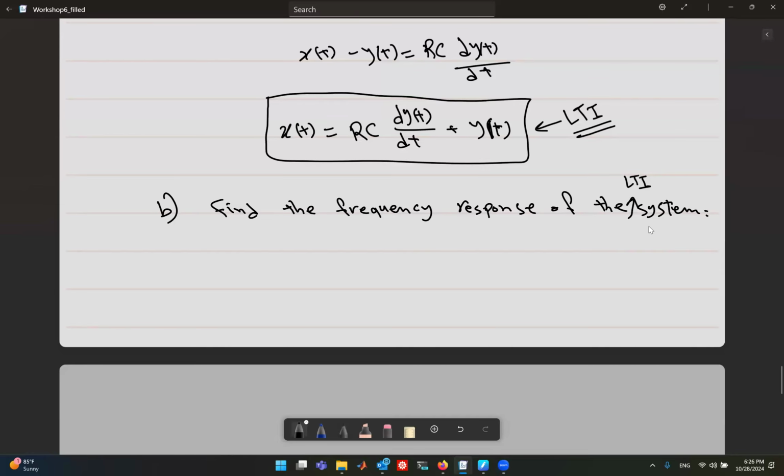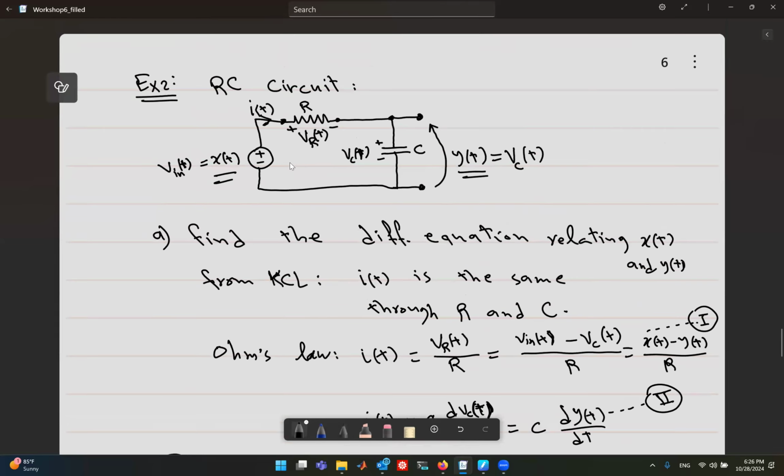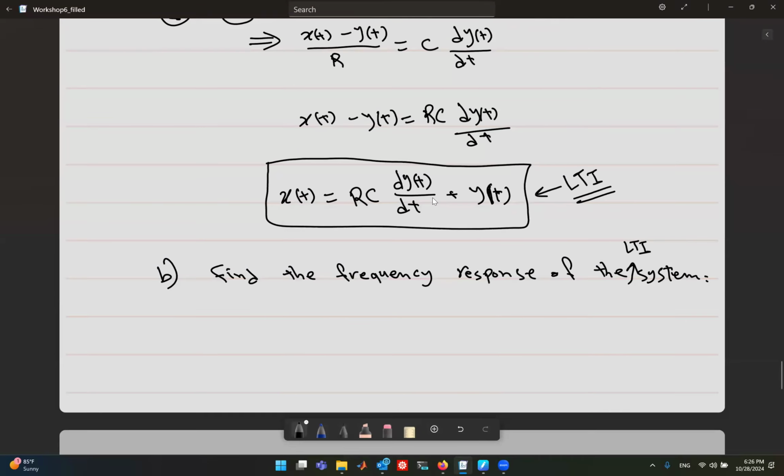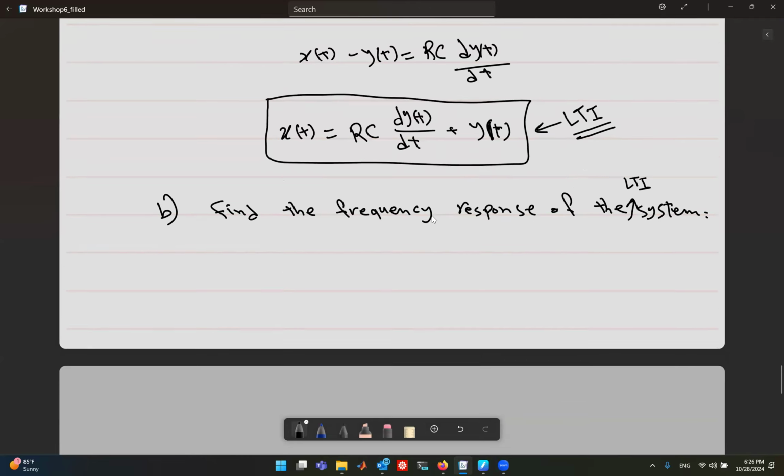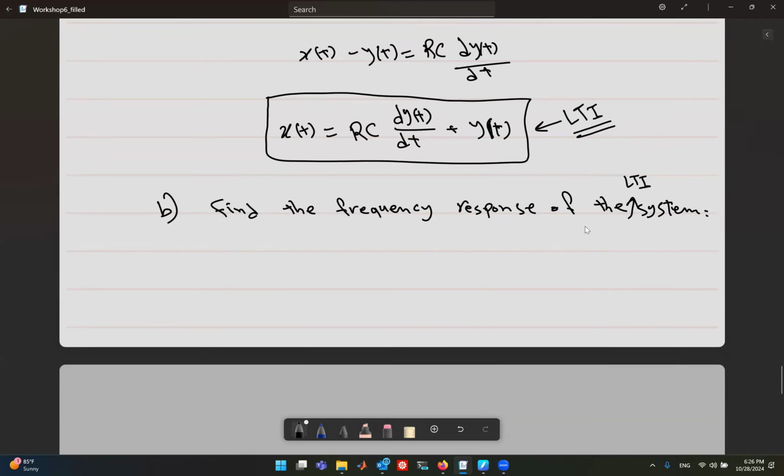It was not given for this question. We are given this circuit, and we need to find its frequency response. We don't know if it's linear or not. But once we find the differential equation, we know that this system is linear and time invariant, and this will make finding the frequency response easier.